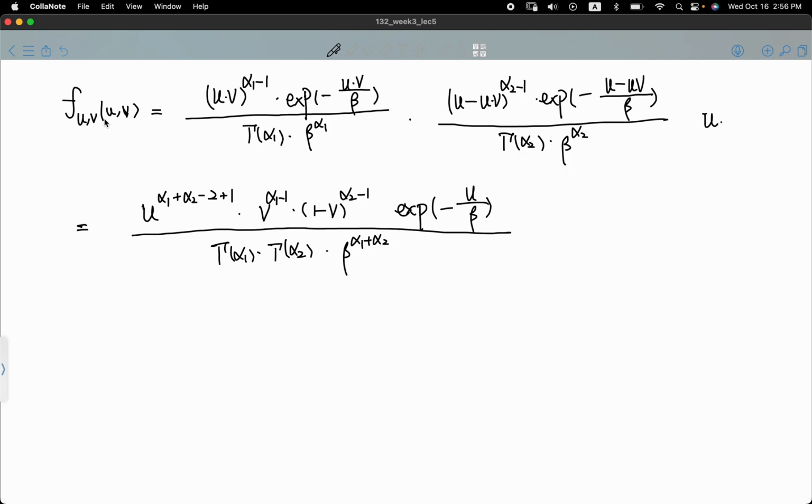But if you're looking at this expression, you might not recognize anything from it. But now let's multiply in the end by a value of 1. And then we are going to rewrite the 1 in the following way: alpha 1 plus alpha 2 divided by alpha 1 plus alpha 2. So this is just equal to 1. So it does not change anything regarding this density function here. But we are going to rewrite this density function in another way.